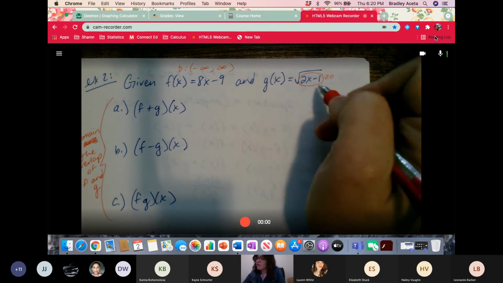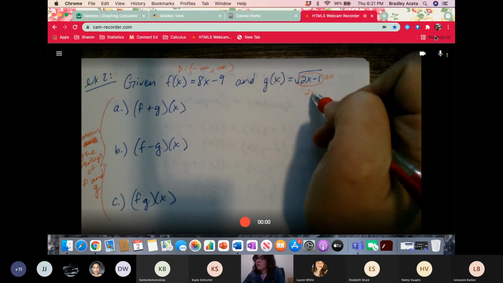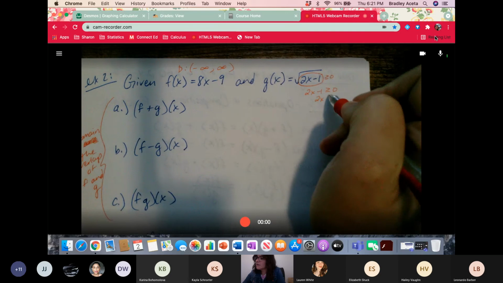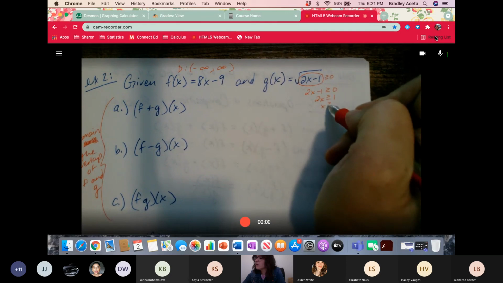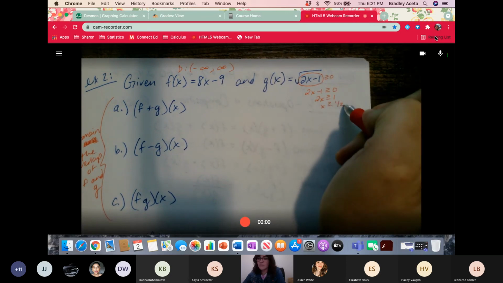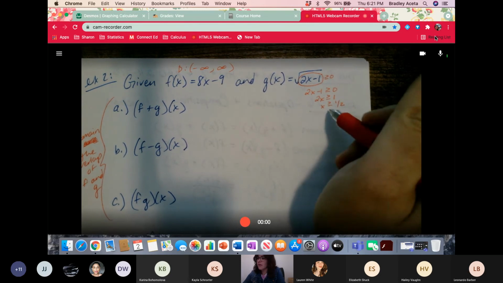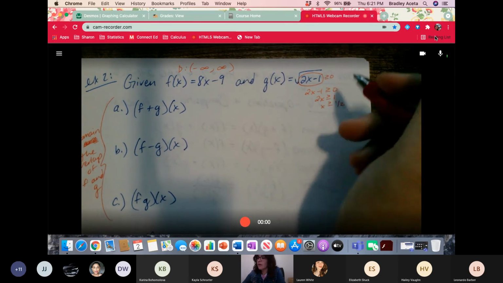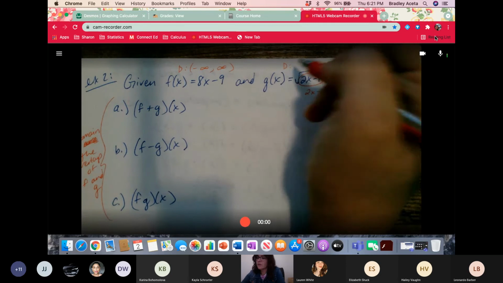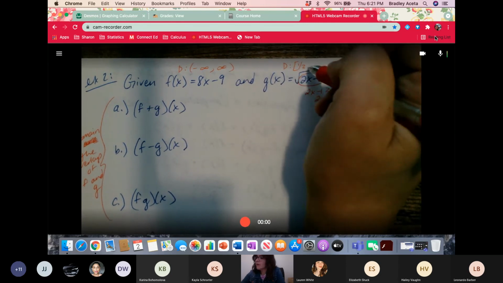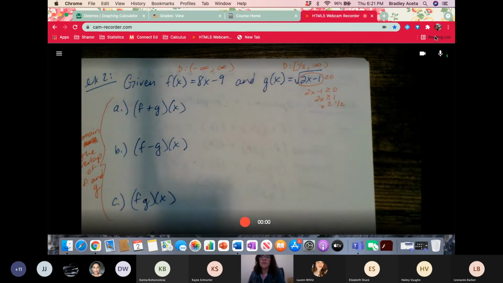And if you solve for 2x minus 1 is greater than or equal to 0, you get 2x is greater than or equal to 1. X is greater than or equal to 1/2. So your domain would be, x can be anything above or equal to 1/2. If we wrote it in notation, x greater than or equal to 1/2, so it would be with the bracket.